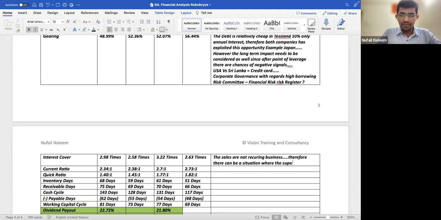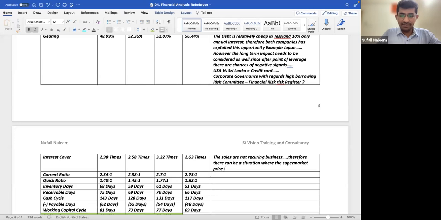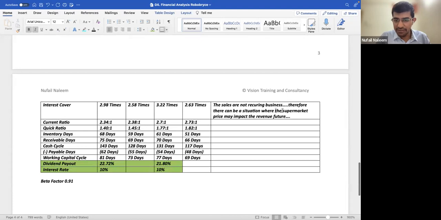So therefore, there can be a situation where the supermarket price war, what is this, student? Supermarket price war may impact the revenue in the future. Students, are you getting that sentence of supermarket price war affecting the revenue in the future? Because something happens to the supermarkets, your business will be down. Makes sense, no, students, if I'm not mistaken? Can I get a confirmation from you all in the chat box, student?